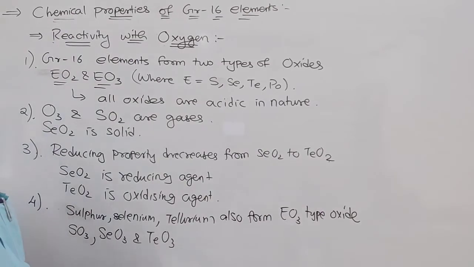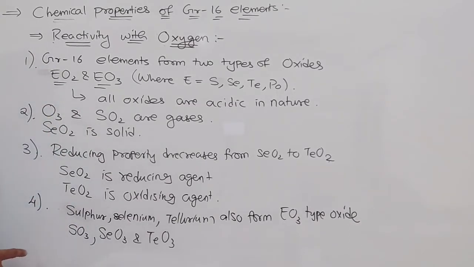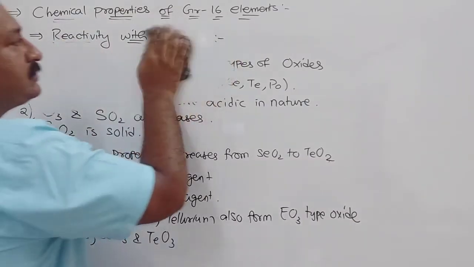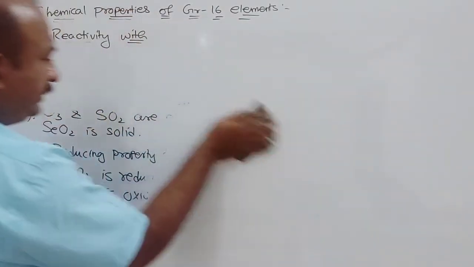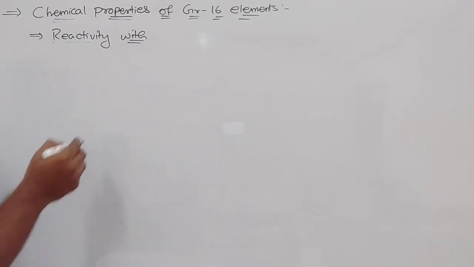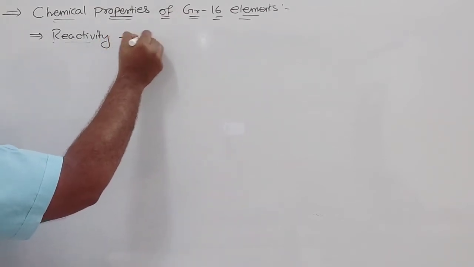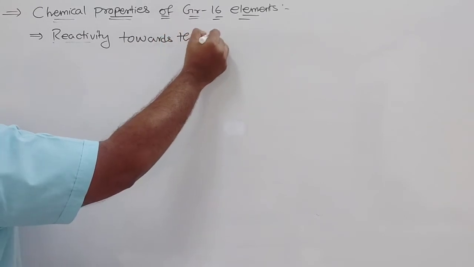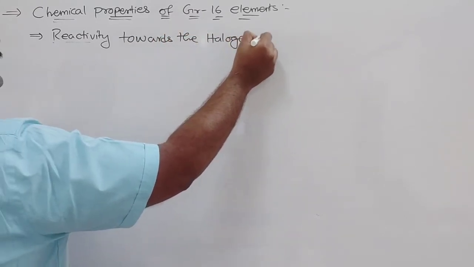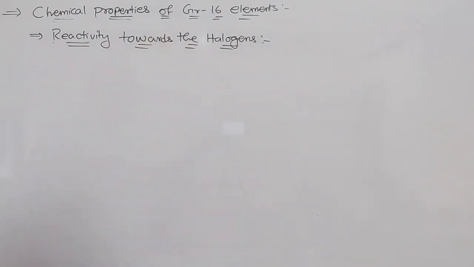Now we will discuss reactivity with halogens. You can write this down. MCQs can be asked based on the properties we have written here. These are the chemical properties. Now the next one is reactivity with halogens, or you can also write reactivity towards the halogens. This is the next topic we are going to discuss in this video number 10.